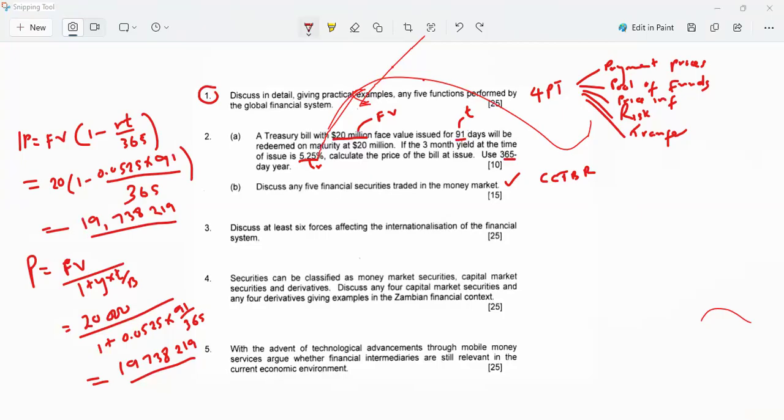So C for the commercial paper. What is a commercial paper? It is simply an unsecured short-term instrument that is issued by large firms that are creditworthy. So usually only creditworthy corporations use this to raise funds for meeting their short-term obligations like accounts payable and inventory purchases, and typically it's issued at a discount of up to about 270 days.